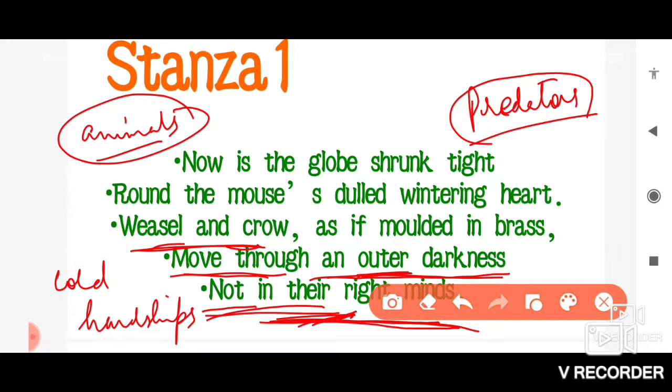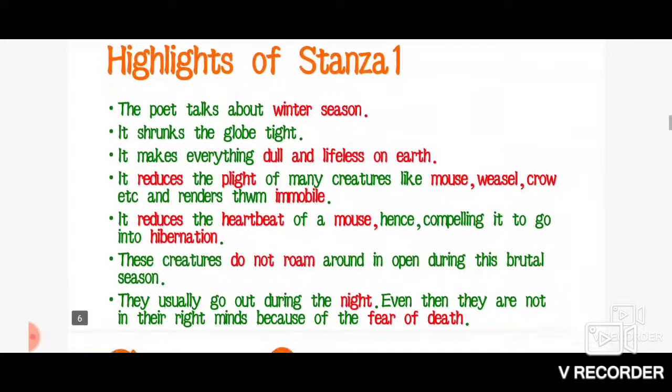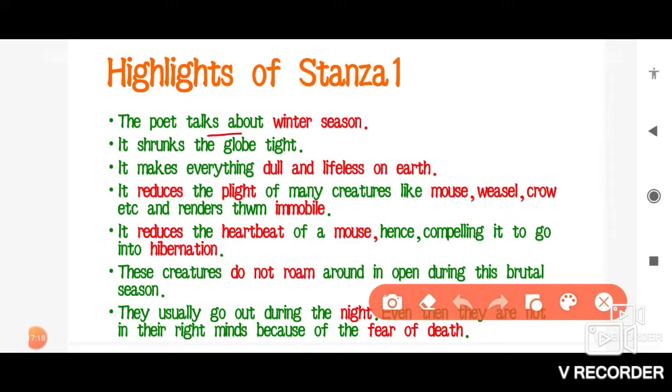Okay, that was the end of the first stanza. Let's take a look at the highlights of the first stanza, जिससे पूरा ही stanza जो है या कोई भी doubt होगा आपके दिमाग में वो clear हो जाएगा. The poet talks about the winter season. We already read about that.